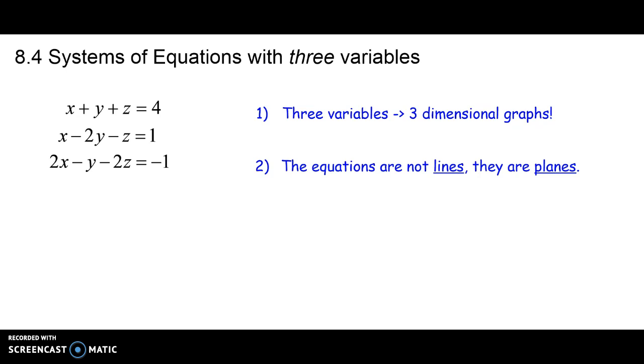If you have 3 variables, x, y, and z, if you want to think about the graphs, you can't just have an x and a y axis. They have to have an x, a y, and a z axis. So that means your graphs are going to be 3-dimensional graphs.